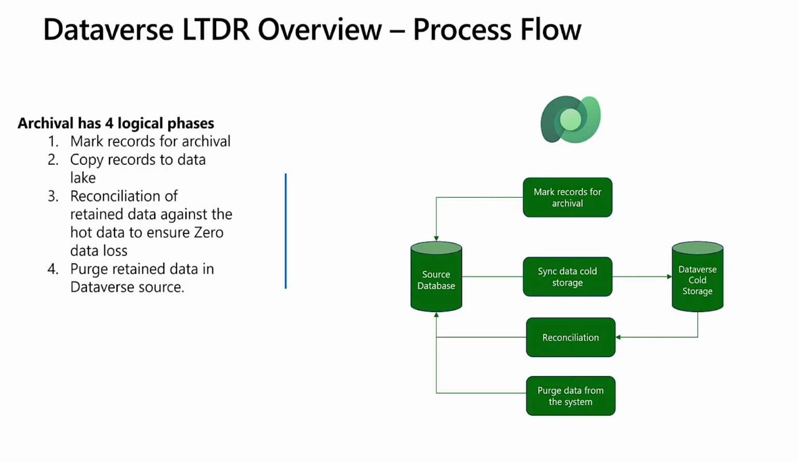The third step, and the most important, is reconciliation. Once we copy from the hot, transactional storage to cold storage, we need to make sure that all the records are copied, so that we are not losing any data. The last stage is purge. Once reconciliation is completed and we confirm that the 100 records we should move from hot storage to retained storage were moved, the purge triggers and deletes those records from the source system, which is Dataverse.